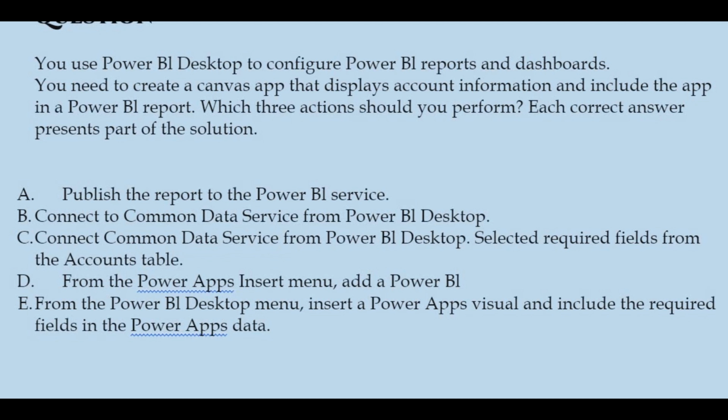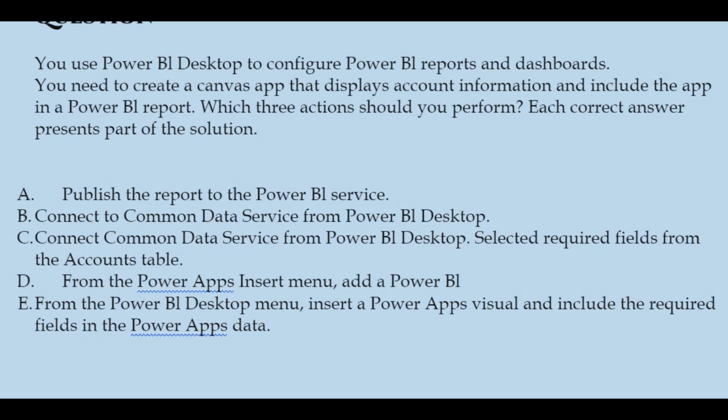Option A, publish the report to the Power BI service. Option B, connect the Common Data Service to Power BI Desktop. Option C, connect the Common Data Service to the Power BI Desktop. Select the required field from the accounts table.